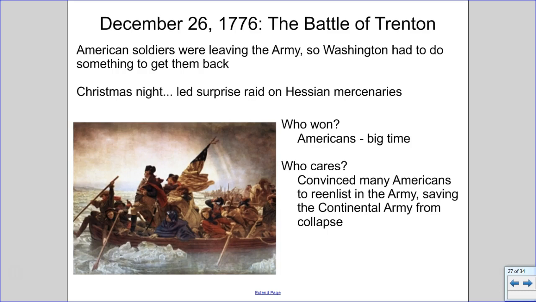Who cares? Well, we care because it convinced a lot of American soldiers to re-enlist in the Army. It saved the Continental Army from completely collapsing, right? If the Army collapsed, the Revolution collapses. The United States, or what becomes the United States, does not gain its independence yet. So this very possibly salvaged the American Revolution. It was a very, very big deal.